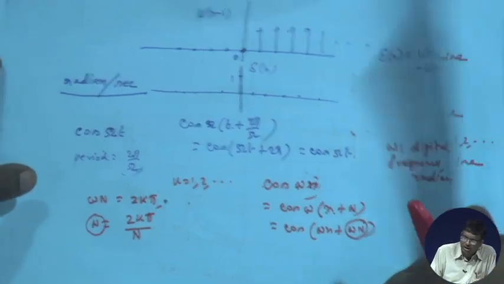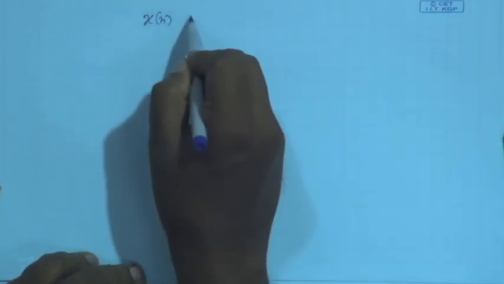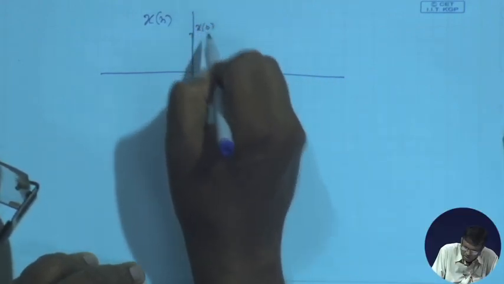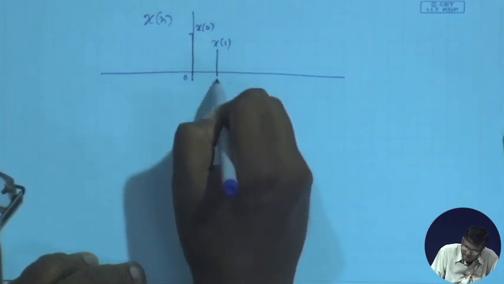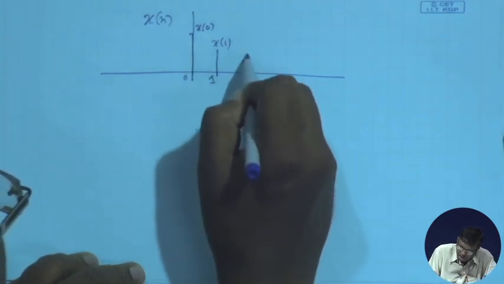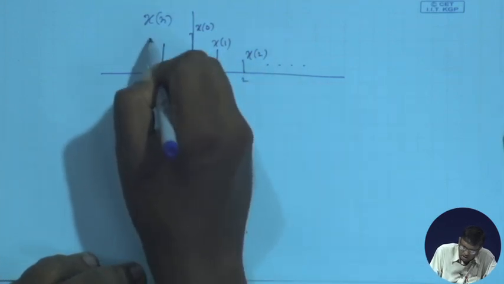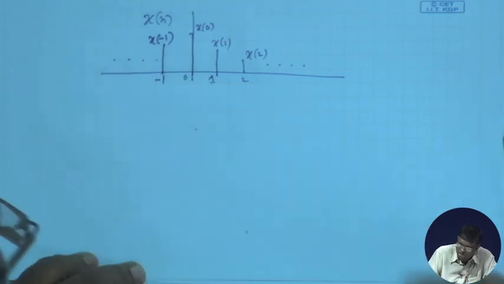Now, I consider a general sequence x of n. It is x 0 at 0th point, it is x 1 at point number 1, x 2 at point number 2, and so on, maybe it is x minus 1 at point minus 1, and so on.